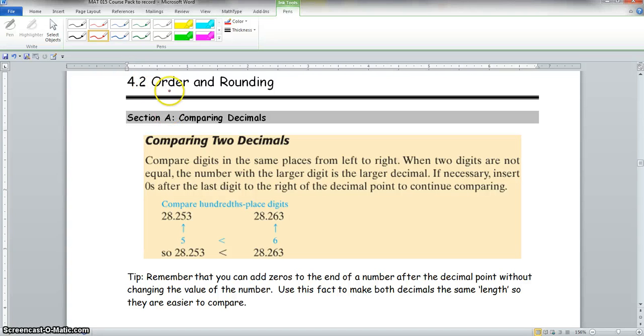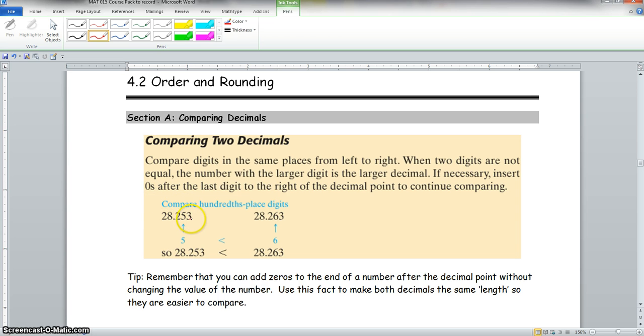Okay, class, we're starting on section 4.2, order and rounding. We have section A, comparing decimals. To compare two decimals, we compare digits in the same places from left to right. When two digits are not equal, the number with the larger digit is the larger decimal. If necessary, insert zeros after the last digit to the right of the decimal point to continue comparing.